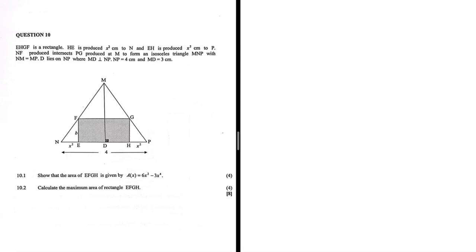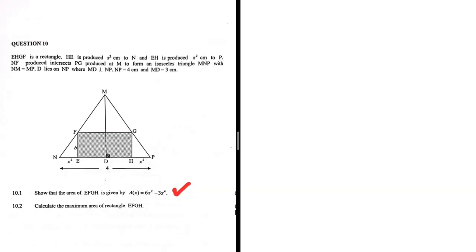This is a very special question. 10.1. Show that the area of EFGH is given by A of x equals 6x squared minus 3x to the power of 4. So let's take a look at our question statement and see how we can potentially solve this question.